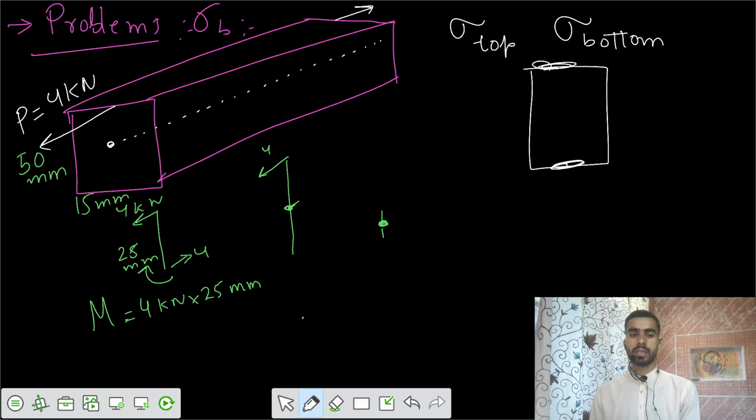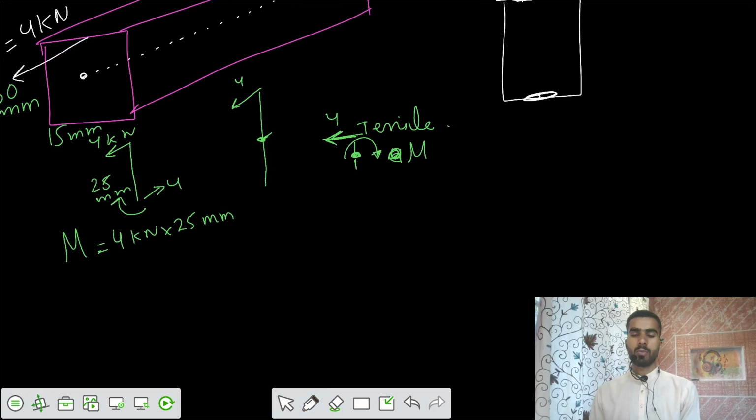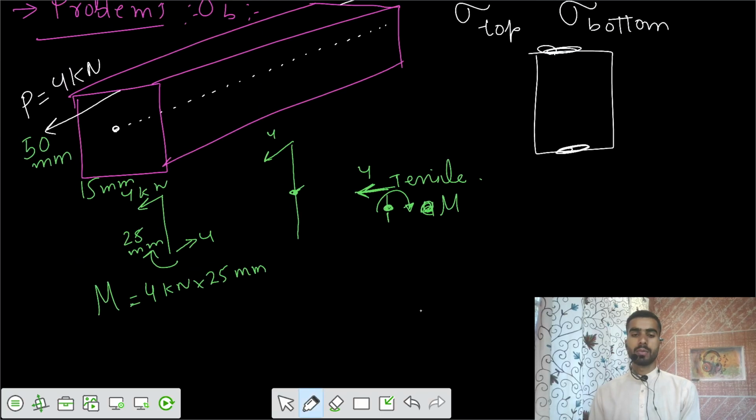Let's say that this point is our reference. So this is the force acting, a tensile force, and a hogging moment is acting on this one. Hogging moment of 4 into 25 mm. That value we will calculate, so let's take that value as M. So this force and moment would finally be transferred to the axial line of this member.